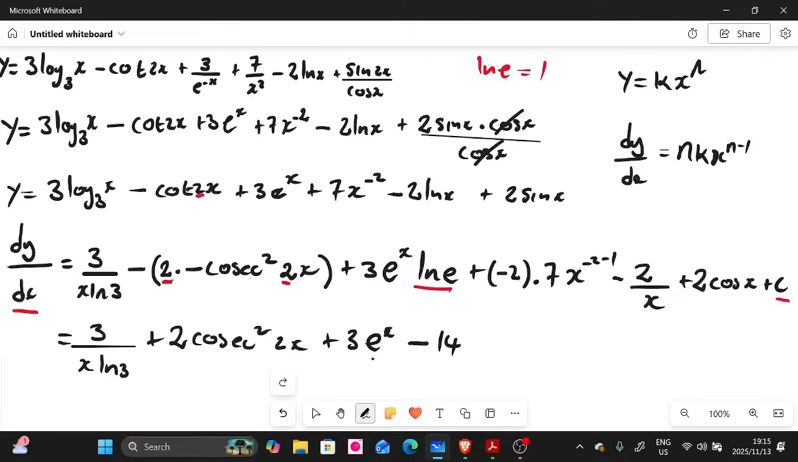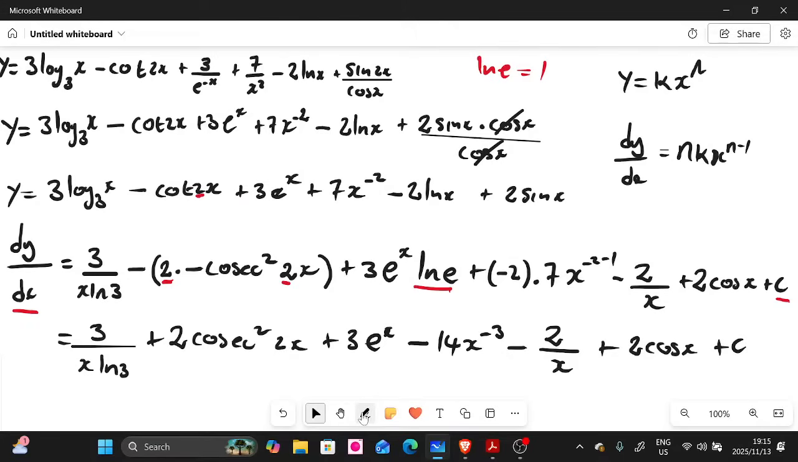So the exponent we have there is going to be negative 3, right? And then we go to the second last. This one is simplified. It's negative 2 over x. And the last one, which is going to be 2 cos x plus c. Guys, this is your final answer.